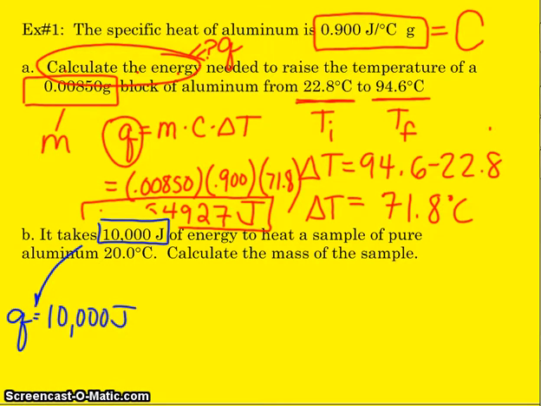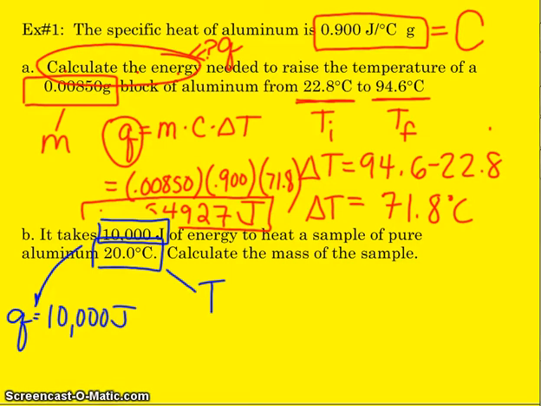So this time they gave us Q. We're not solving for Q. Of heat energy to heat a sample of pure aluminum 20 degrees Celsius. Obviously, degrees Celsius is the temperature. When they give us a temperature, it could be the starting temperature, which we call TI, the ending temperature, which we call TF, or the final temperature. So sorry about that.